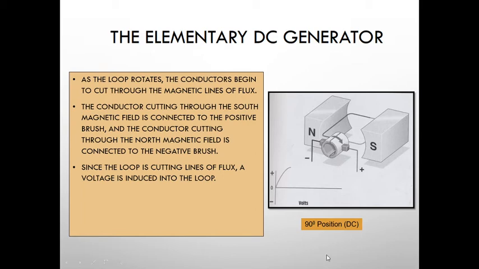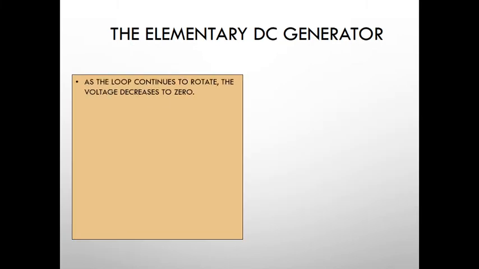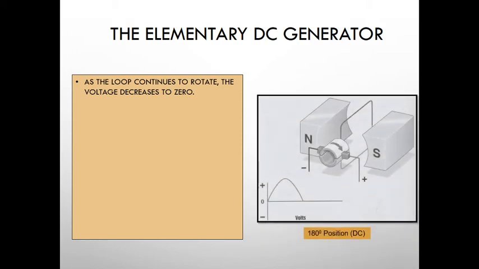So, at this moment, cutting lines of flux, a voltage is induced in the loop. You can see here on the meter reading, it is maximum. So, after 90 degrees of rotation, the voltage reaches its maximum point, or most positive point. As the loop continues to rotate, the voltage decreases to 0. You can see it is heading to 0.